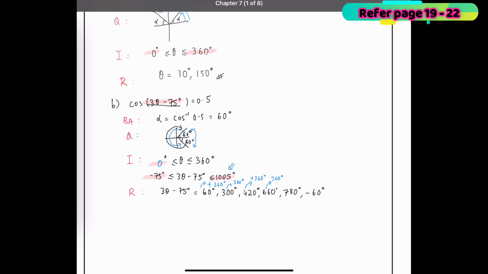So when we add 75 to each one of them and divide by 3, we're going to get the final answers of 5, 45, 125, 165, 245, and 285 degrees.